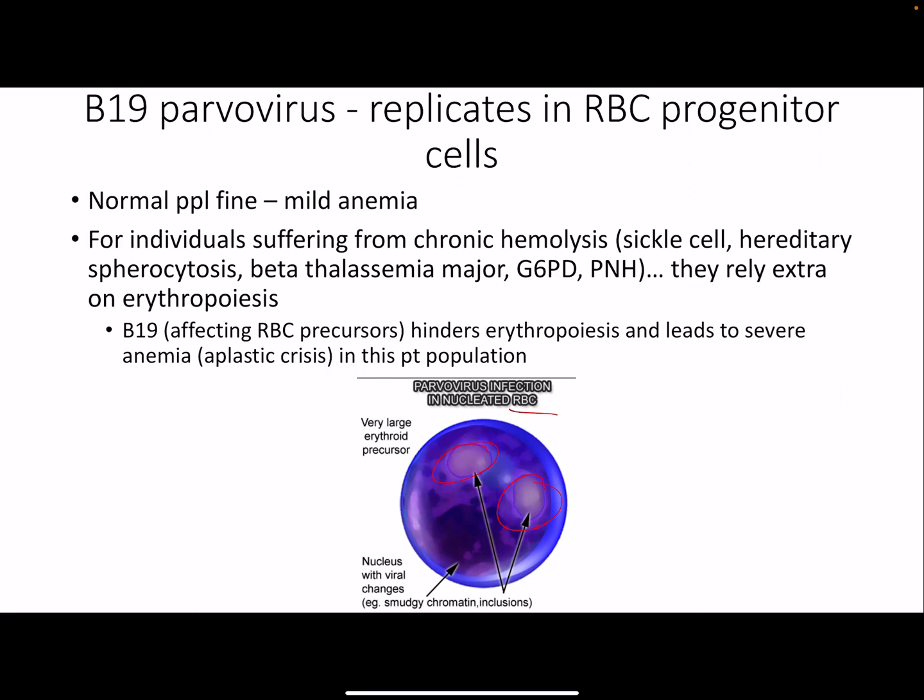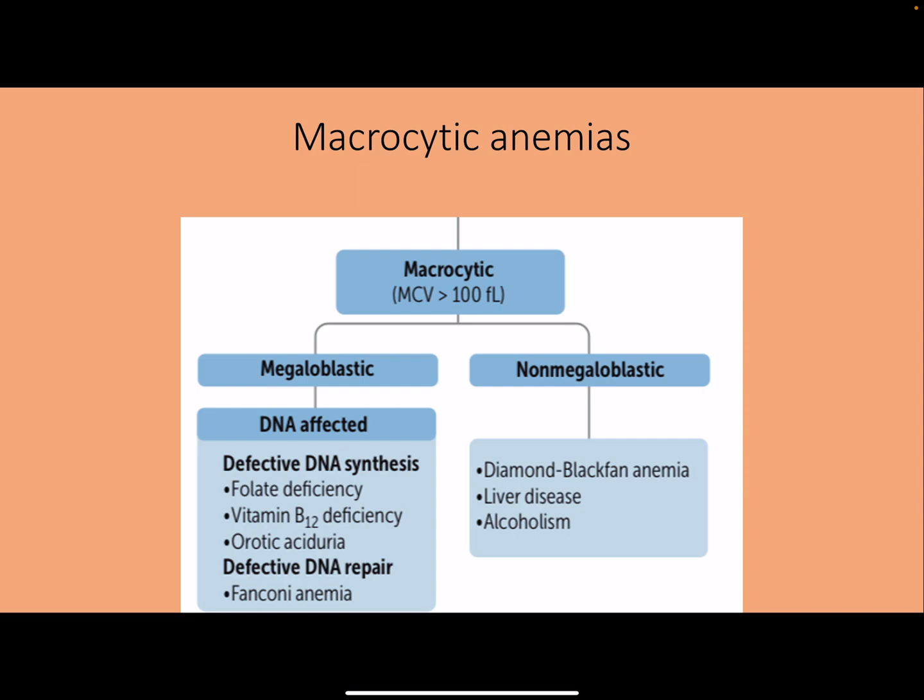But if somebody has a chronic hemolysis condition, if they have sickle cell, hereditary spherocytosis, any of the thalassemias, especially thalassemia major, G6PD, especially if you have one of these triggers, you're eating a lot of fava beans, or paroxysmal nocturnal hemoglobinuria. These guys, their red blood cells are dying all the time. They need every bit of erythropoiesis they can get. So if they have a B19 parvovirus infection, they are really screwed. They're in bad shape, and this can lead to an aplastic crisis, which is not good. All right, last one.